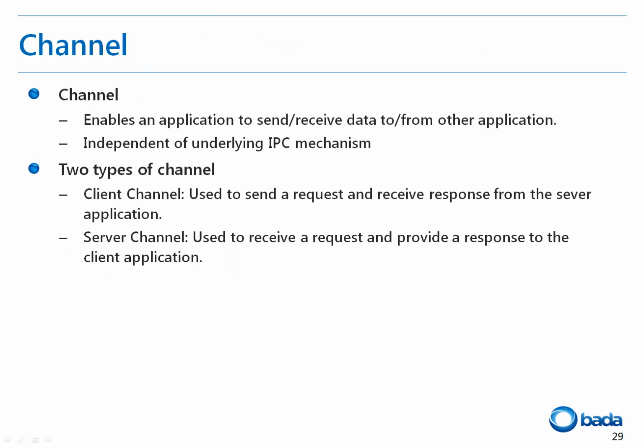An application can communicate with another application using a channel. A channel enables an application to send and receive data to or from another application, independent of the underlying IPC mechanism. There are two types of channels. One is a client channel, and the other is a server channel. The client channel is used to send a request and receive a response from the server application. The server channel is used to receive a request and provide a response to the client application.